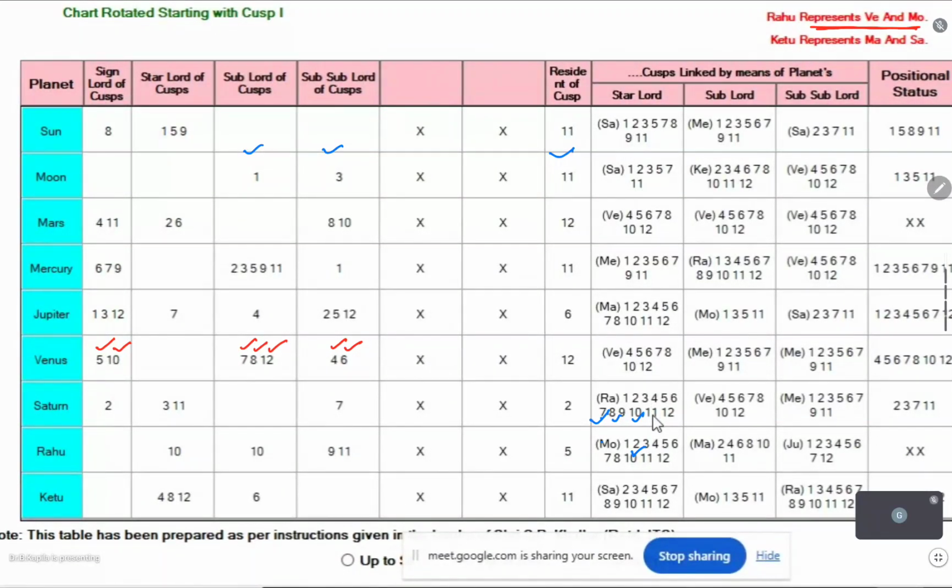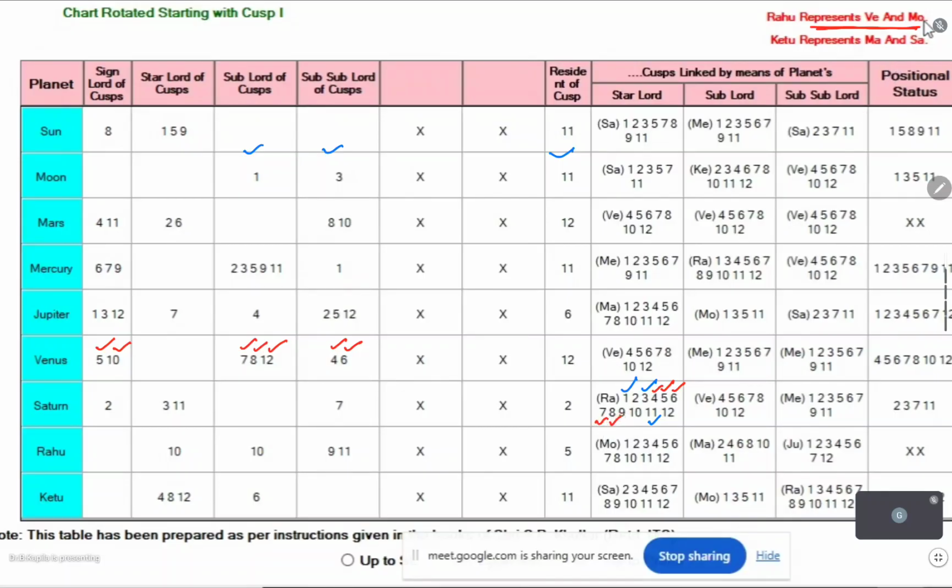1, 3, and 11 were there. 4 is added, 5 is added, 6 is added, 7 is added, 8 is added, 10 is added, and 12 is added. 11 was already there. Right? Now Venus will also give the results of its stellar status. Venus is in the star of Venus, so we don't need to bother about it.